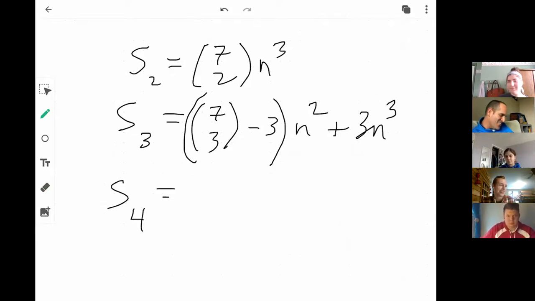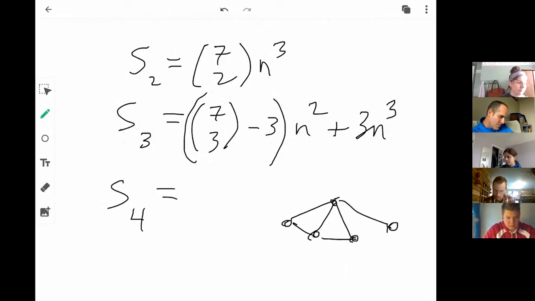Okay, so let's look at this. S4. Okay, let me draw the picture. 4 edges. Well, is there any situation? It seems like the only situation I'm going to have that's not going to involve everything is a triangle with a little edge dangling off.